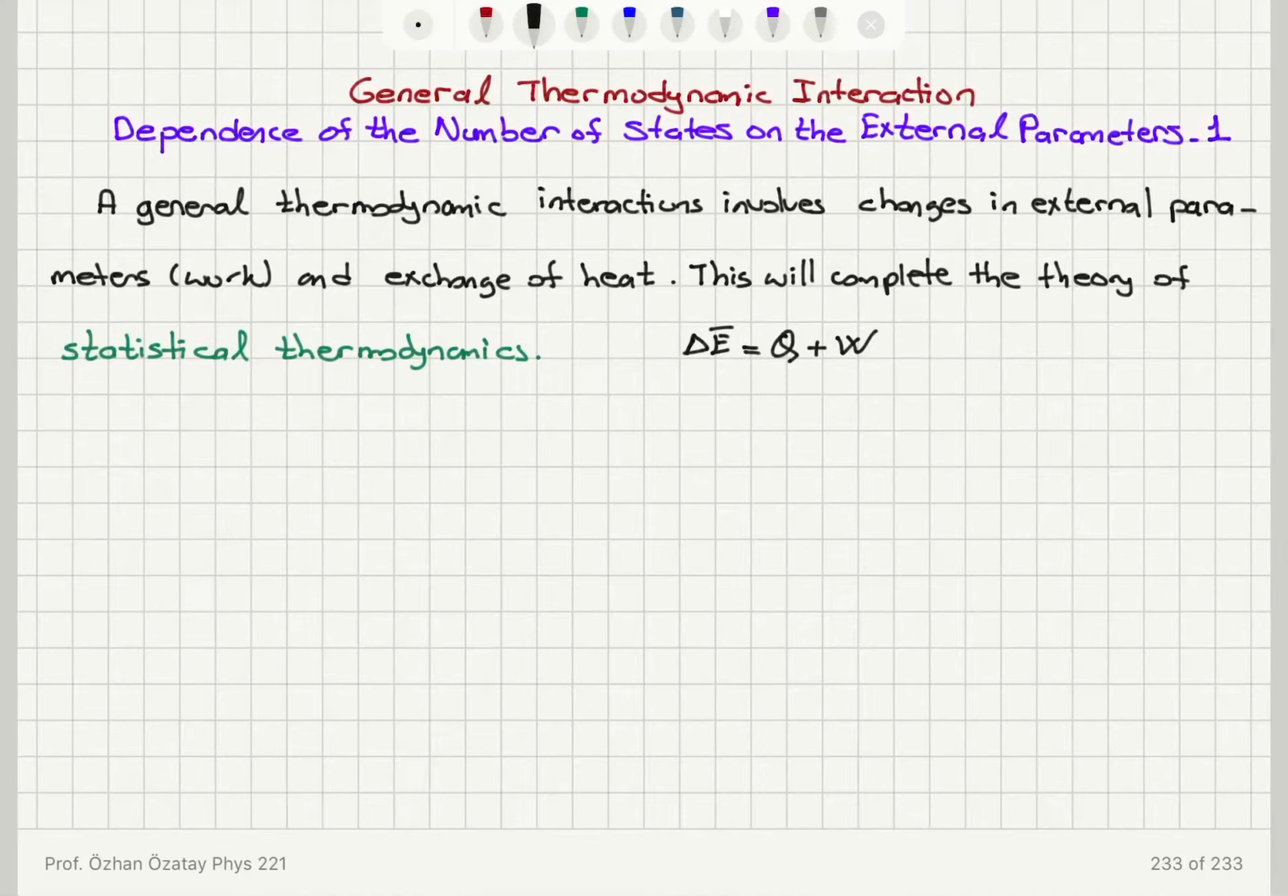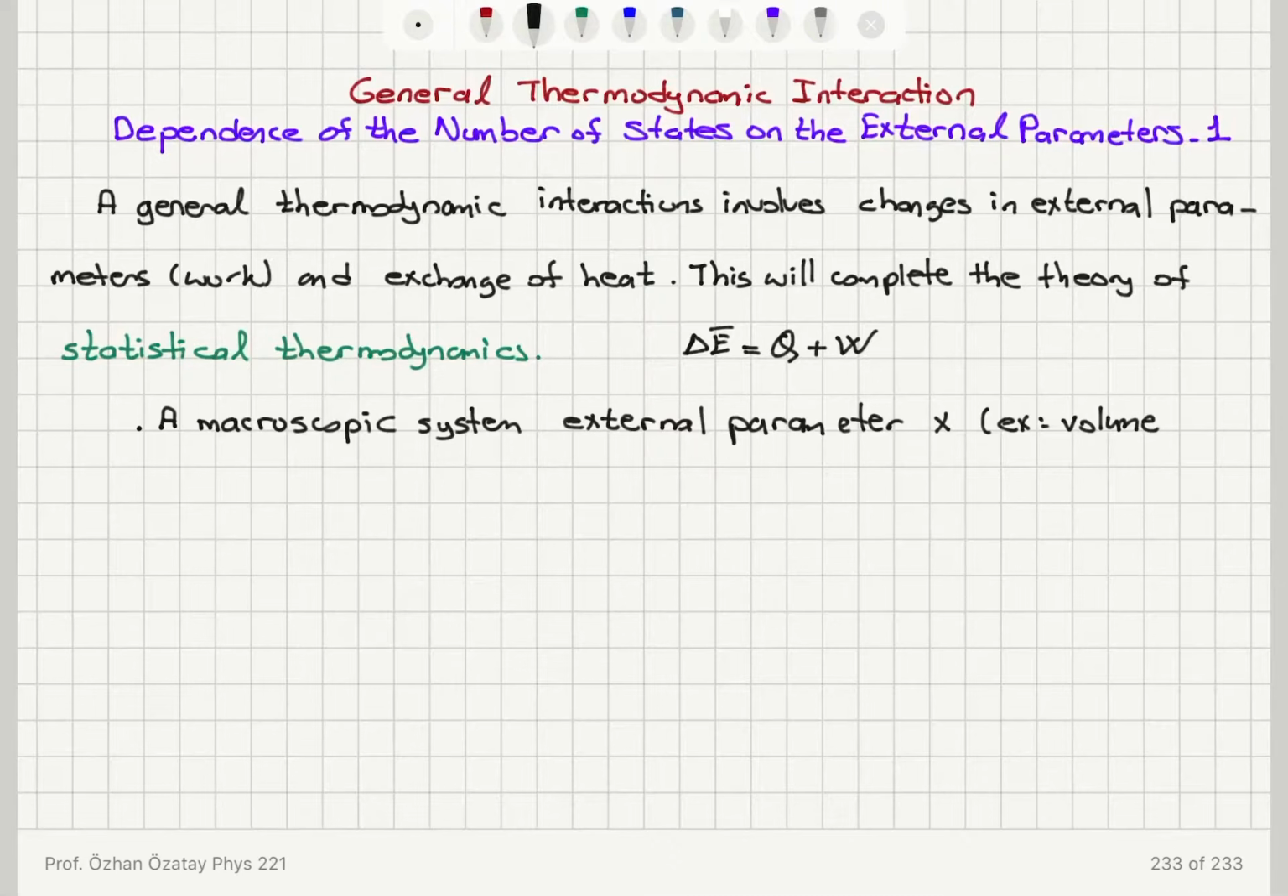So in order to discuss the dependence of the number of states on the external parameters, we're going to consider a macroscopic system characterized by one or more external parameters such as a volume V or the applied magnetic field B. So let's say that we have a macroscopic system that has an external parameter I'm going to call X. For example, this could be the volume of the system, volume V. It could be external magnetic field B, etc. So we can give many examples.